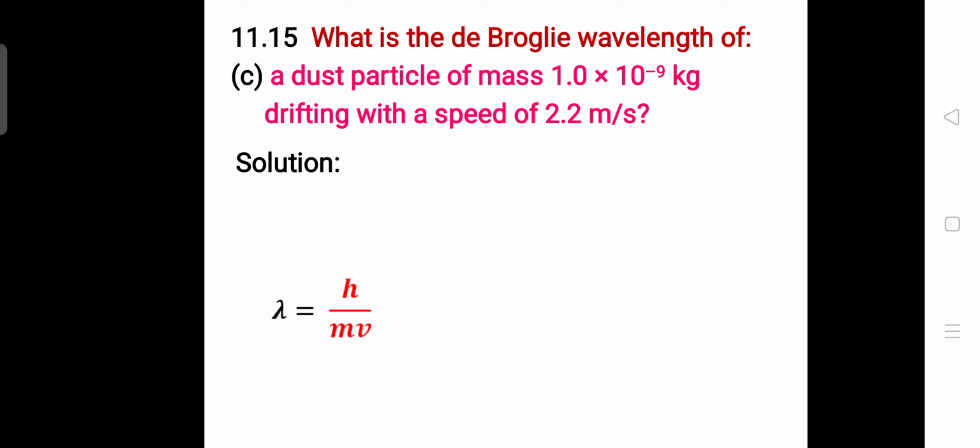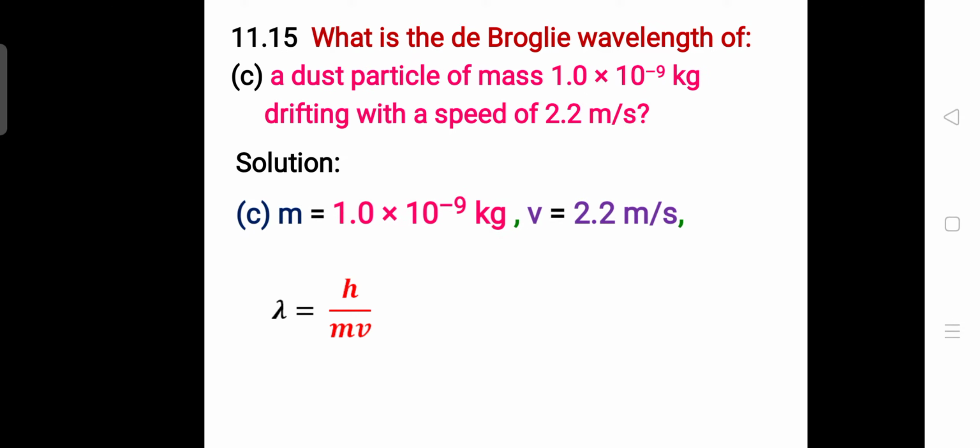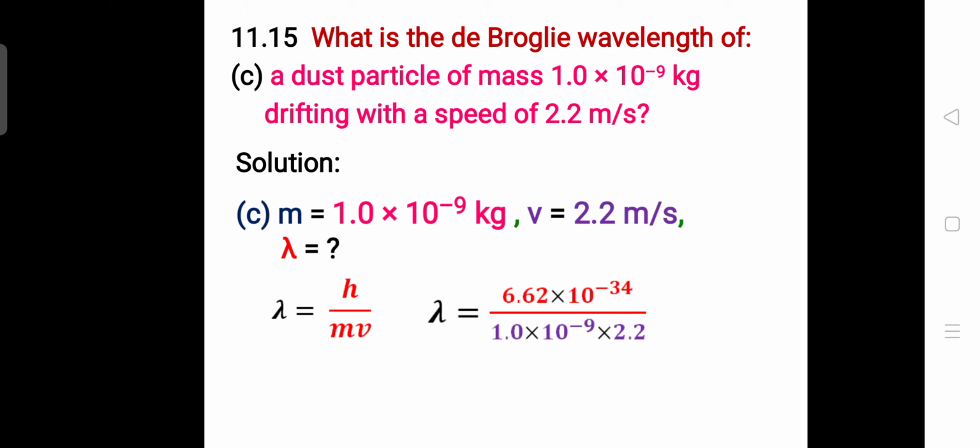This is part C, in which the same formula lambda equals h upon mv will be used. Mass is different here, 1 into 10 raised to power minus 9 kg, and speed is 2.2 meter per second. Lambda we have to find, put all the values and solve. We will get lambda is equal to 3.0 into 10 raised to power minus 25 meter. So these three parts are over.